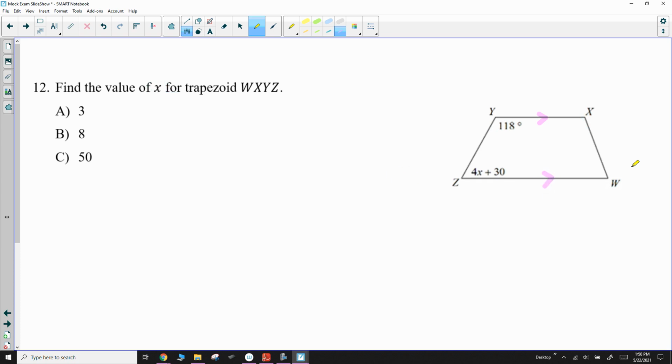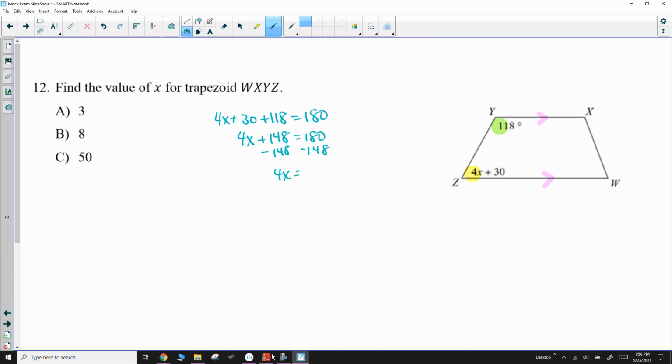And if this side and this side are parallel, that means that this acute angle and that obtuse angle must be supplementary. So I'm going to say, since they're supplementary, I'm going to do 4x plus 30 plus 118 is 180. And I'm going to combine like terms. Plus 148 is equal to 180, minus 148 from both sides.